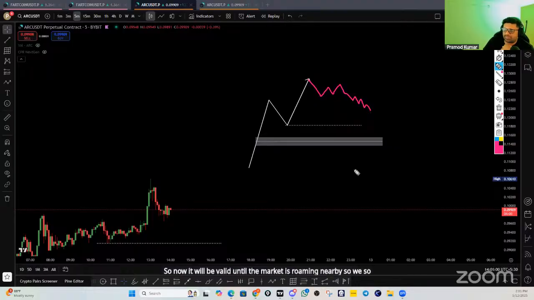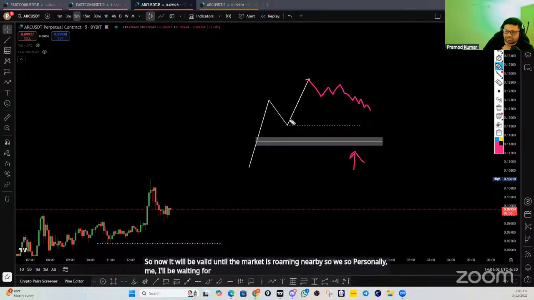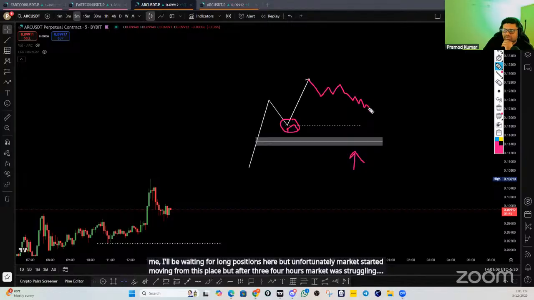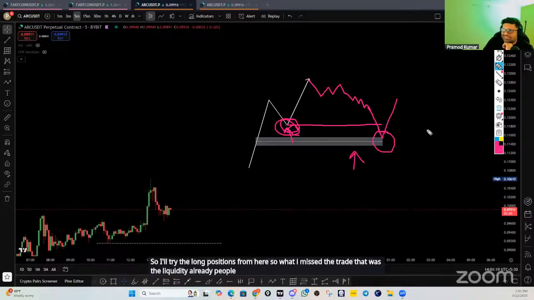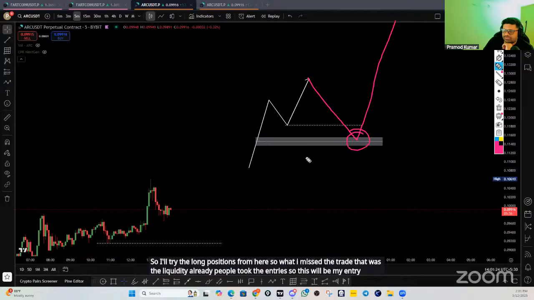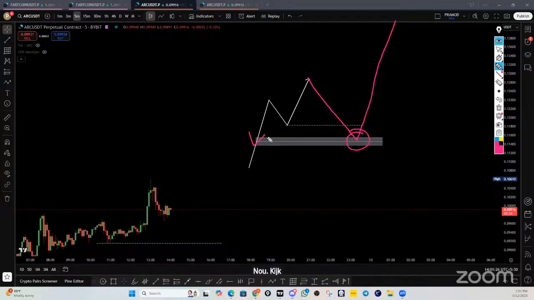Personally, I'll be waiting for long positions here, but unfortunately the market started moving from this place. But after 3-4 hours, the market was struggling. So I come to know that if the market comes here, I'll find the long position. So I'll try the long positions from here. What I missed in the trade was the liquidity. Already people took the entry, sir. So this will be my entry here, because this support was unmitigated.